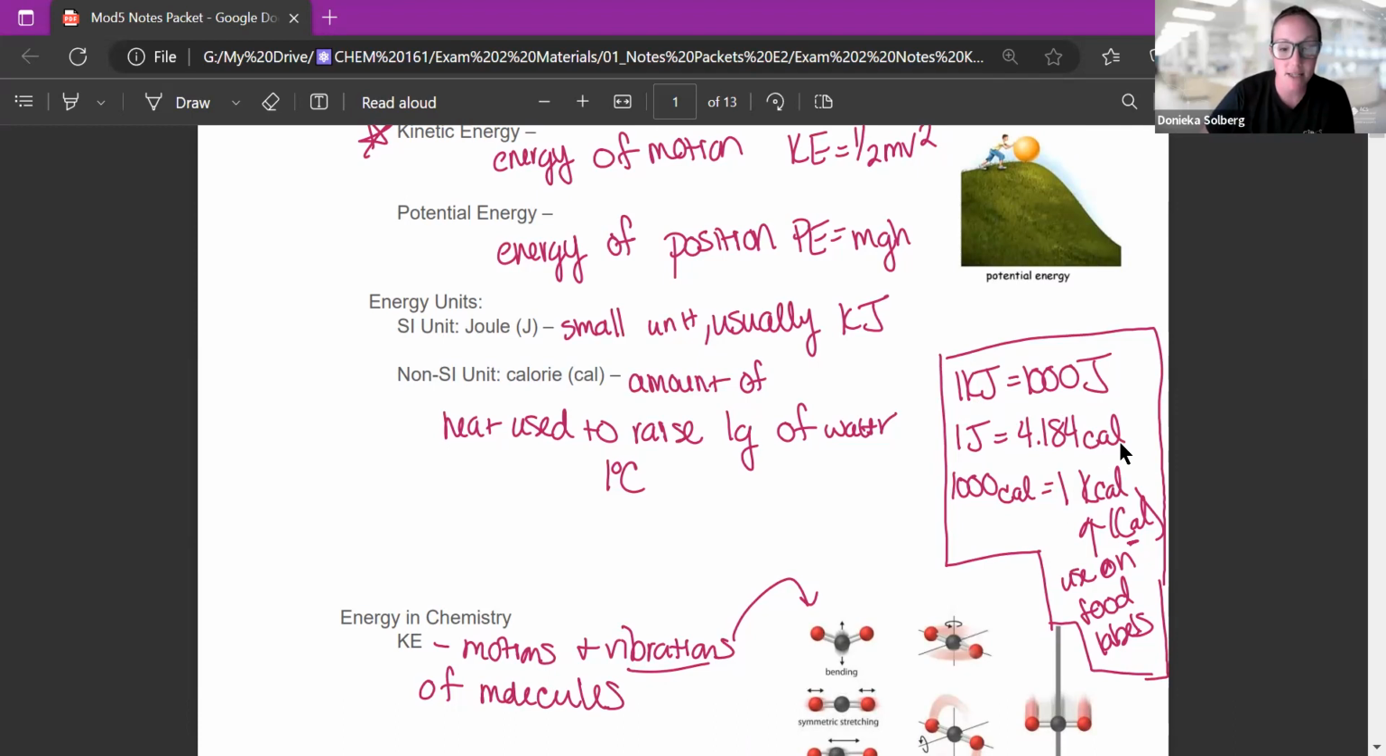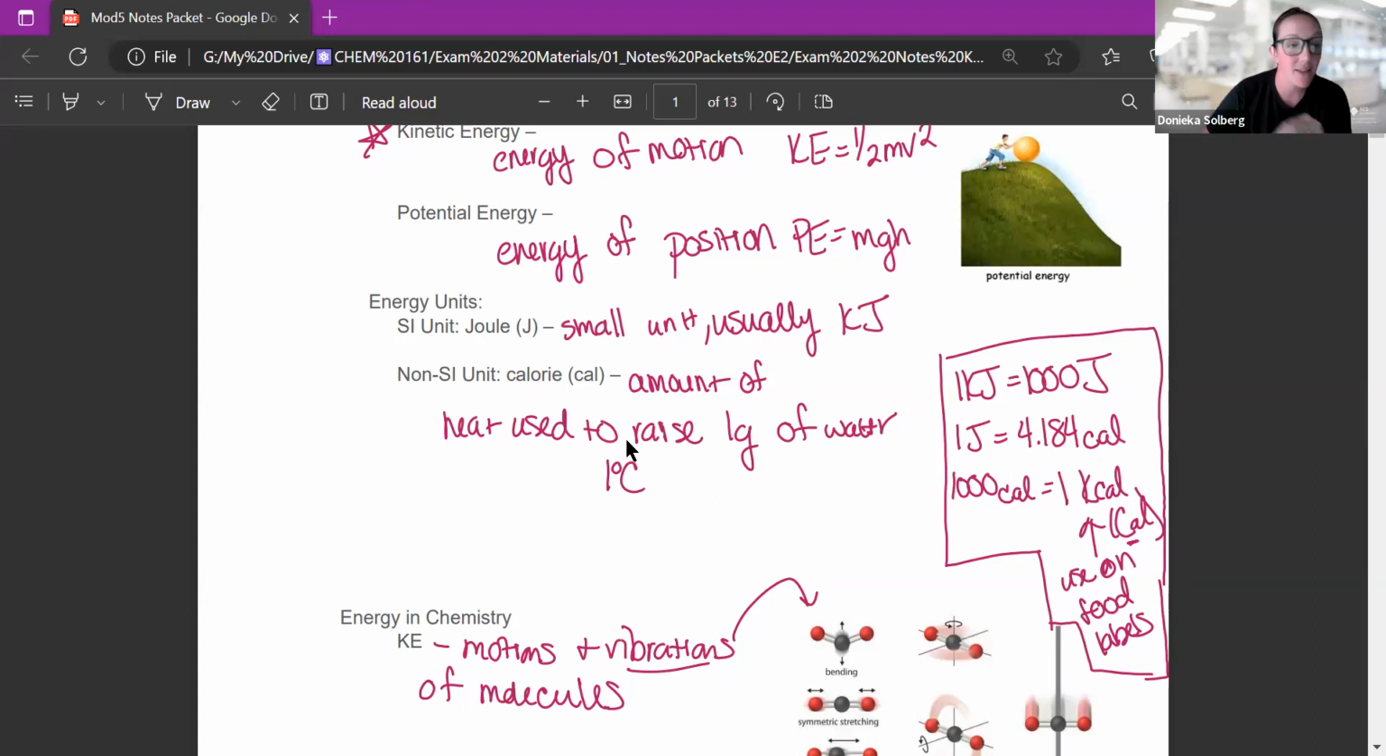It's a lowercase c calories because there's actually also an uppercase C Calorie, which is the same thing as a kilocalorie. So there are 1,000 calories in a kilocalorie. A kilocalorie is also a capital C Calorie. Now, why do I tell you this? Because this is actually the calories used in food.